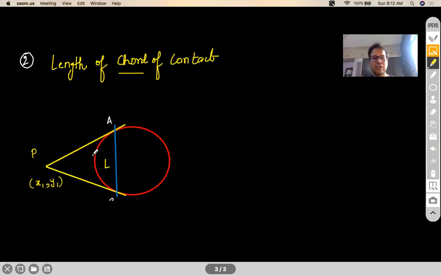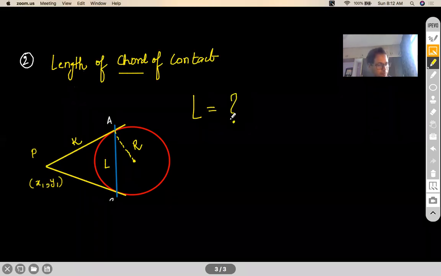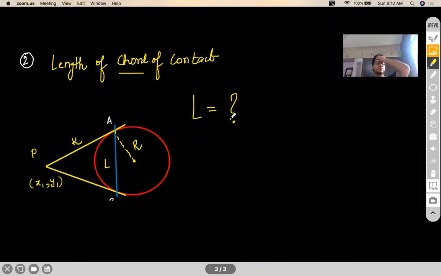I would request you first of all to assume that the length of this particular tangent is, let me not use S, let me use K. So the length of the tangent is K. The radius of the circle is R. Tell me the length of the chord of contact in terms of K and R. I hope my question is clear to everybody.